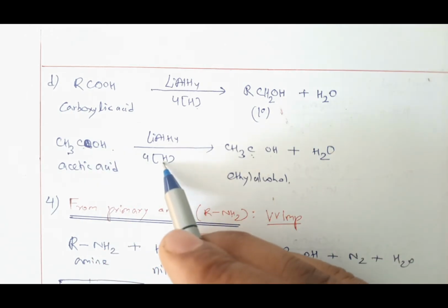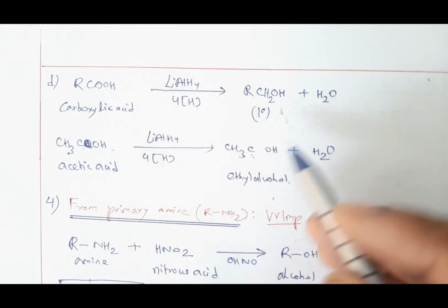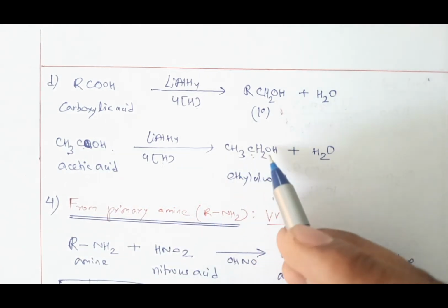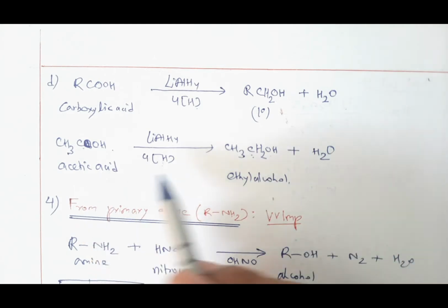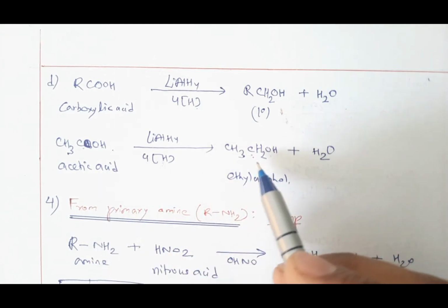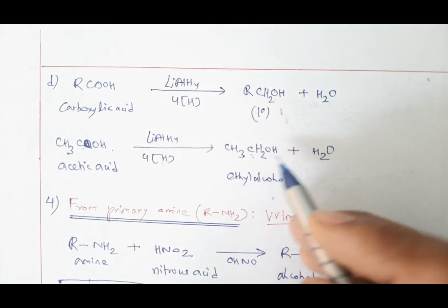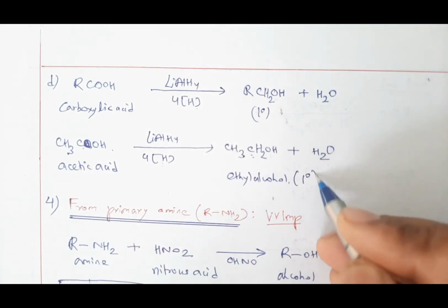Now how many H is still left here? 2H will go in place of this O, somewhere here 2H, to form alcohol. And this alcohol is called ethyl alcohol. So I reduce acetic acid to ethyl alcohol by lithium aluminum hydride. This is the reduction process, and you know that OH is linked with CH2, so it is primary alcohol.